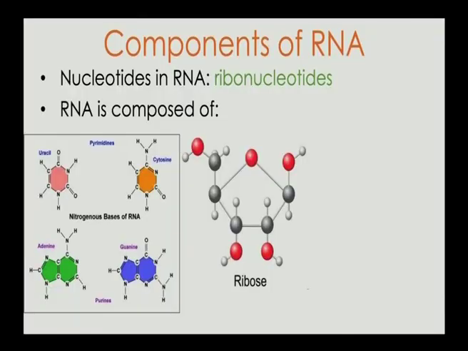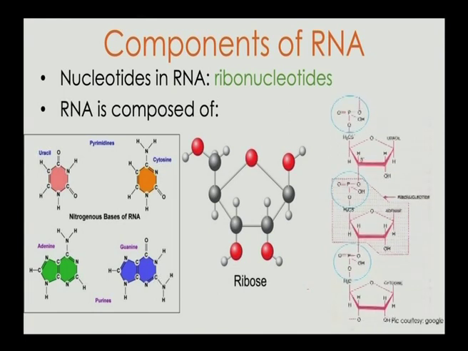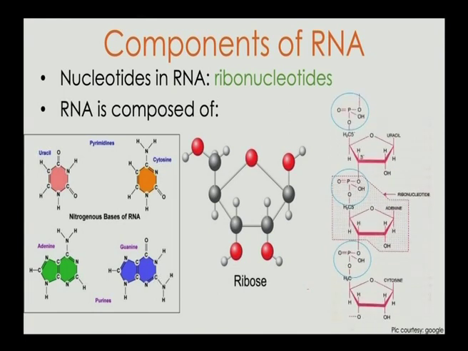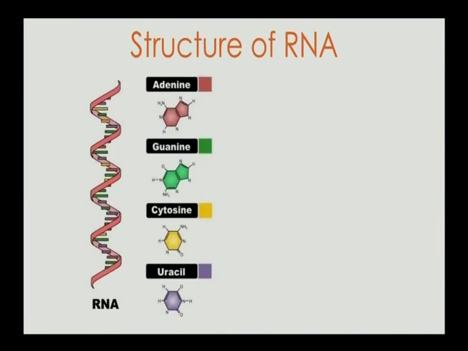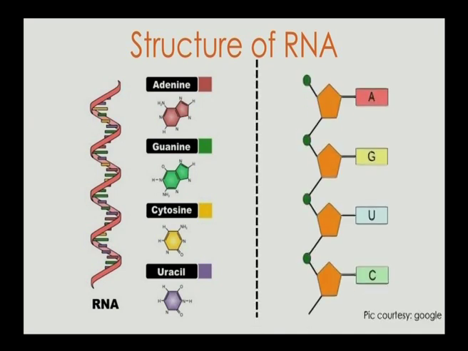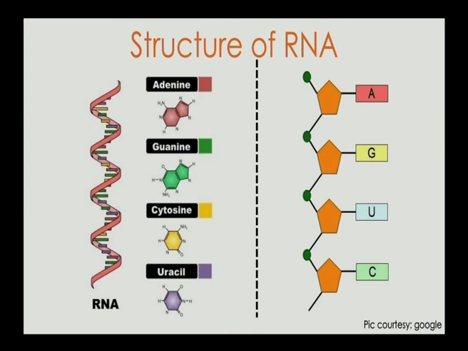And they are composed of sugar. It was deoxyribose in the DNA. It is ribose in the RNA. And similar to the DNA, it also contains the phosphate backbone. Here I present you the structure of RNA. Once again, I would like to remind you, please take note of the nitrogenous base uracil. Uracil is in case of RNA, whereas it is thymine in case of DNA. Now this is the skeletal structure of RNA for our easier understanding.